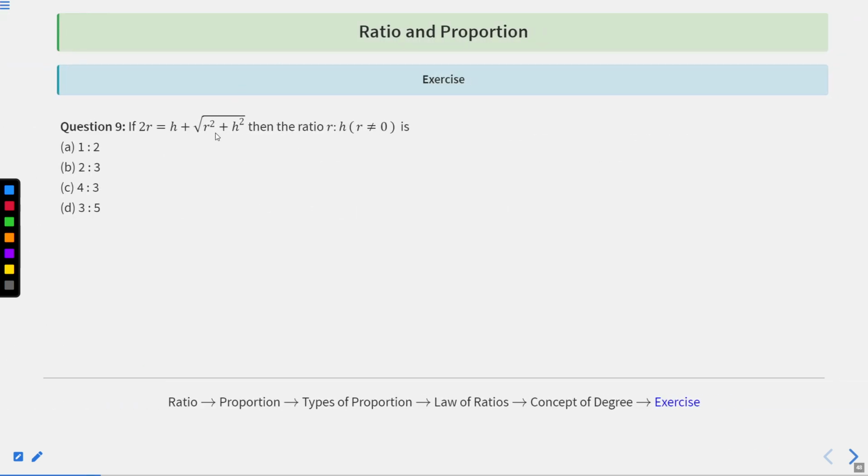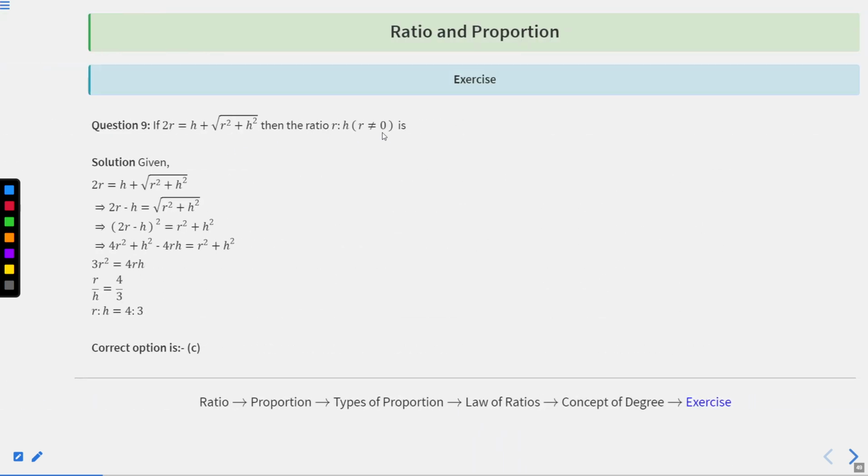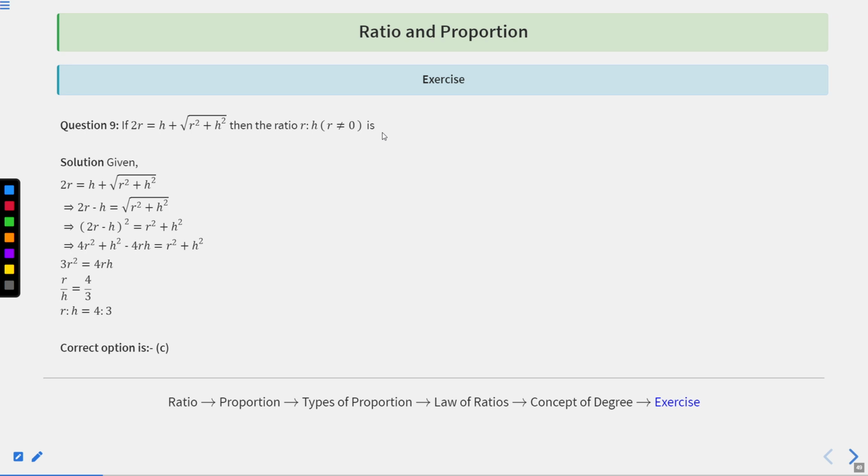Now let us move to question number 9. If 2r equal to h plus under root r square plus h square, then the ratio r is to h is. So it is given that 2r equal to h plus under root r square plus h square. So it can be written as 2r minus h equal to under root r square plus h square.